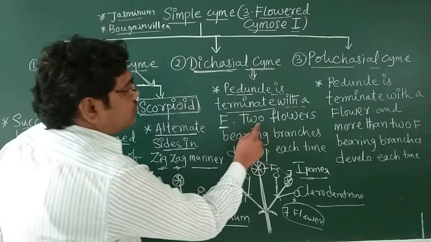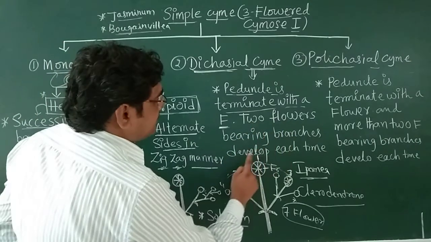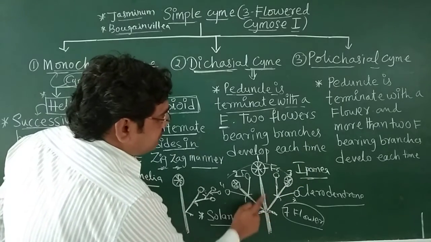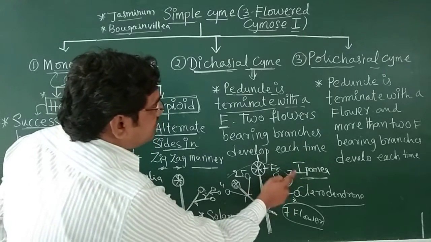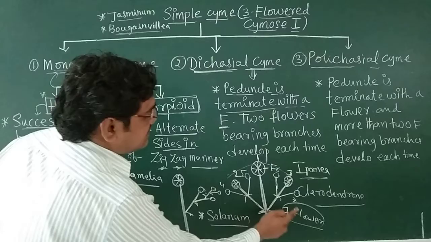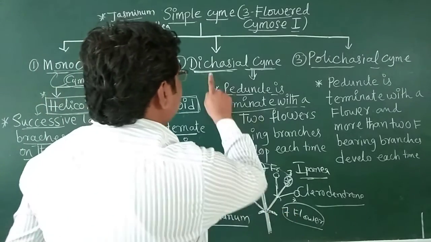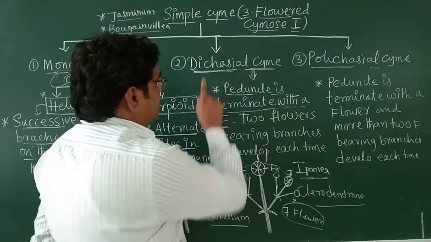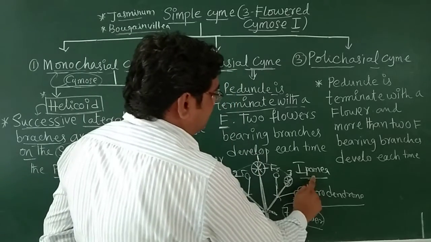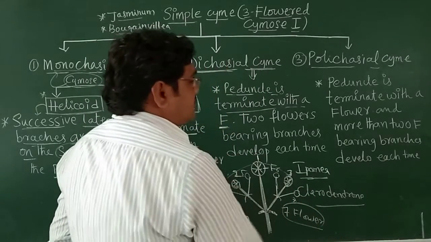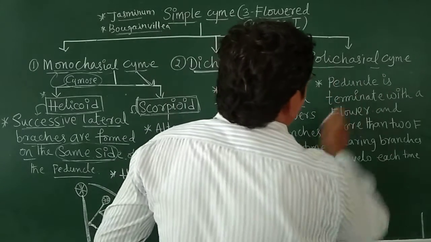So here two flower-bearing branches develop each time. Each branch of the dichasial cyme resembles the monochasial cyme. So this is the dichasial cyme. In dichasial cyme, examples are Ipomoea and Clerodendron. Okay, so next, polychasial cyme.